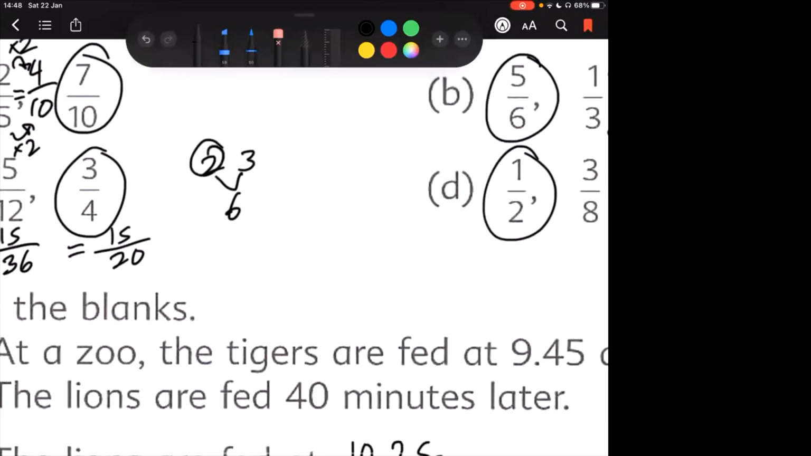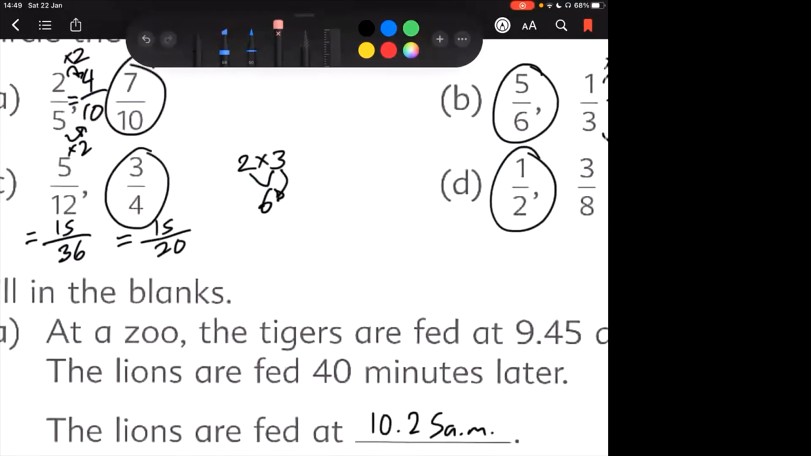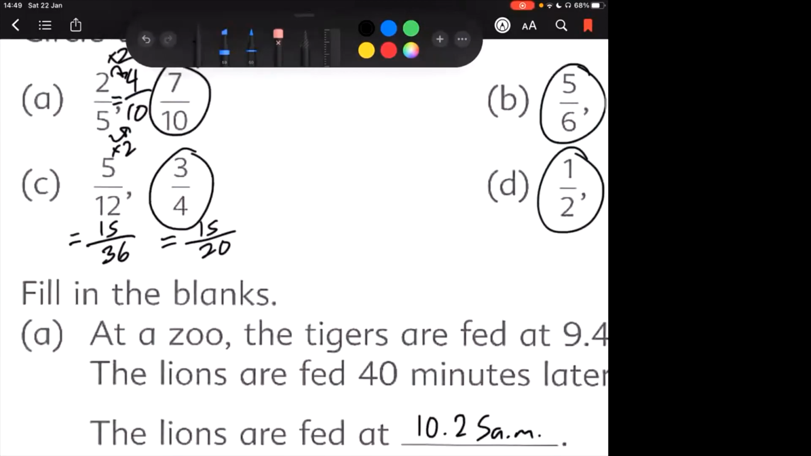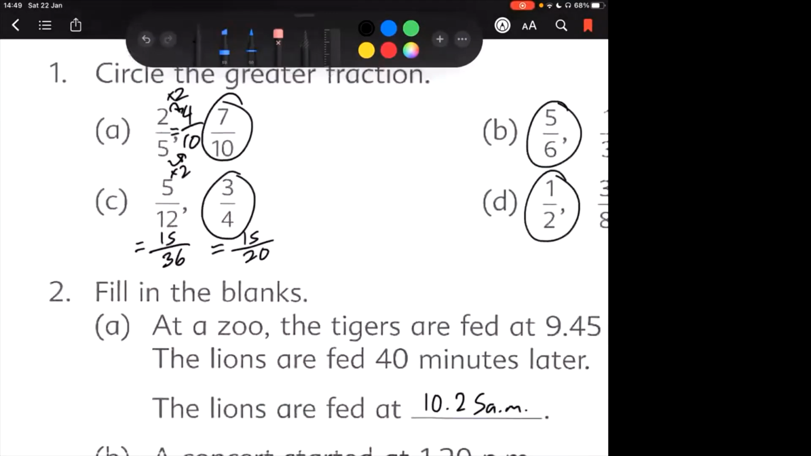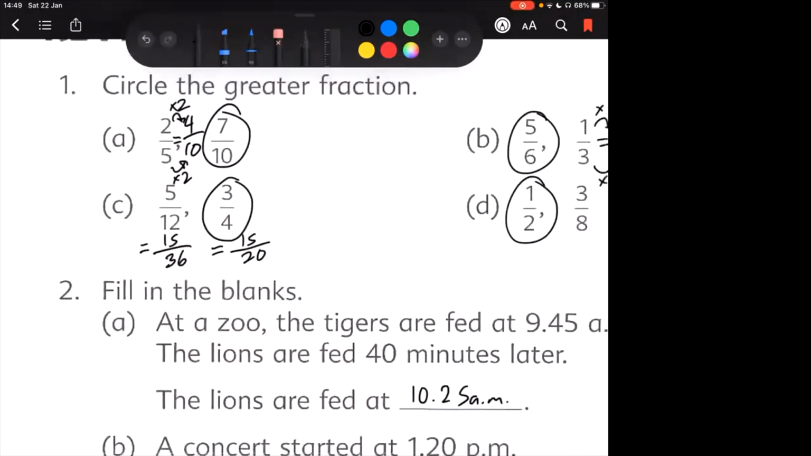Because 2 is a factor of 6, remember what we did just now, and 3 is a factor of 6 as well. So for example, you don't have to have this times this equals that to make it the smallest common multiple, but in this case, you haven't learned anything about common multiples yet, so we can just do that for now.